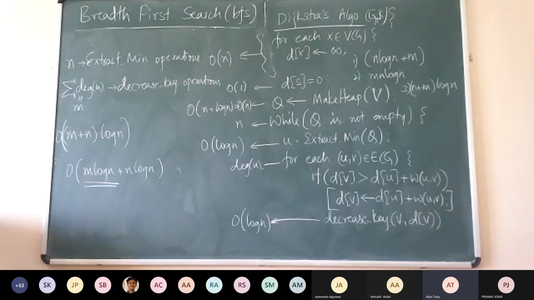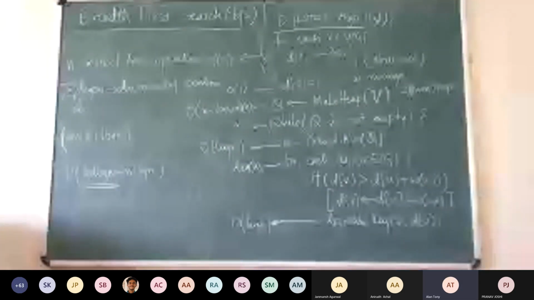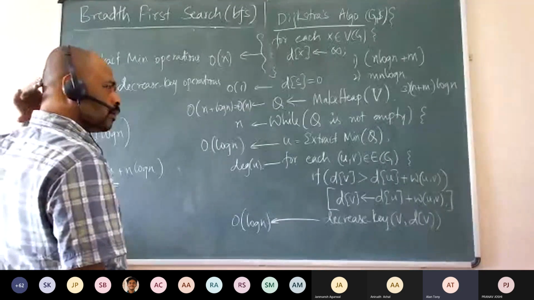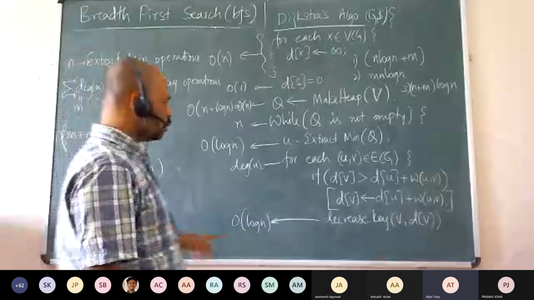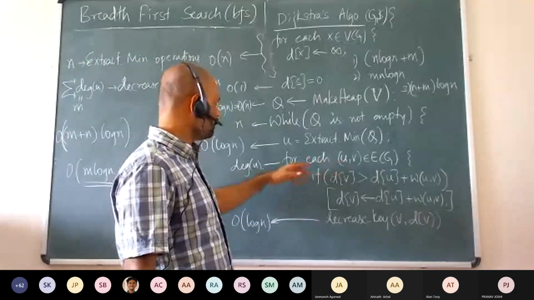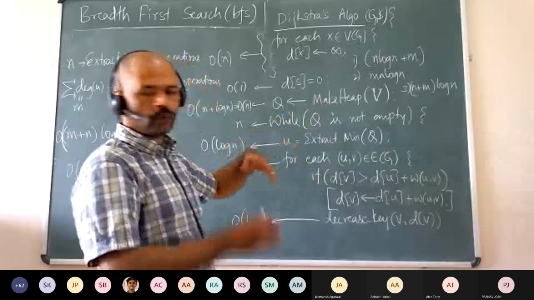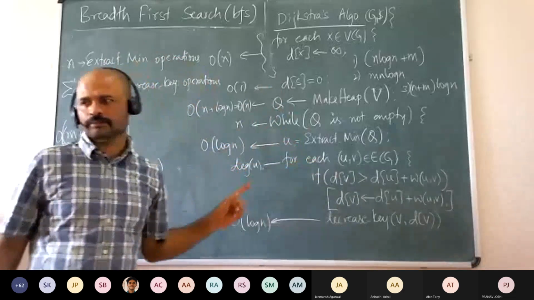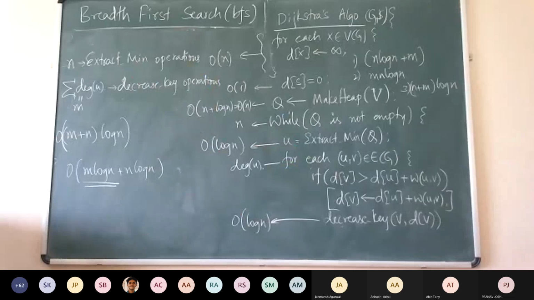Sir, isn't the decrease key inside the for loop? Yeah, it is inside the for loop, indeed. So it will be n into m into log n, right? No, because see, how many times is this for loop run in the whole algorithm? For every vertex, you will run it degree of u times, right? And every vertex is extracted exactly once, right?